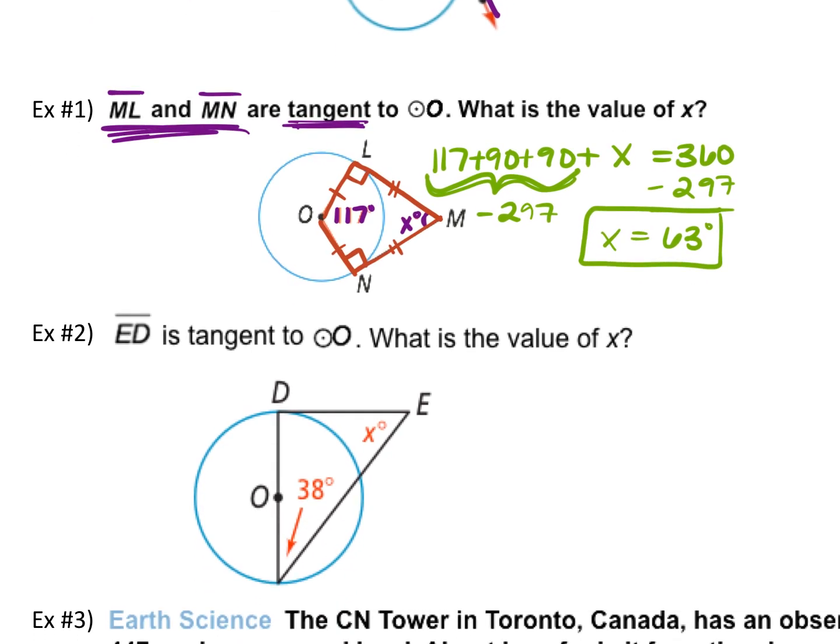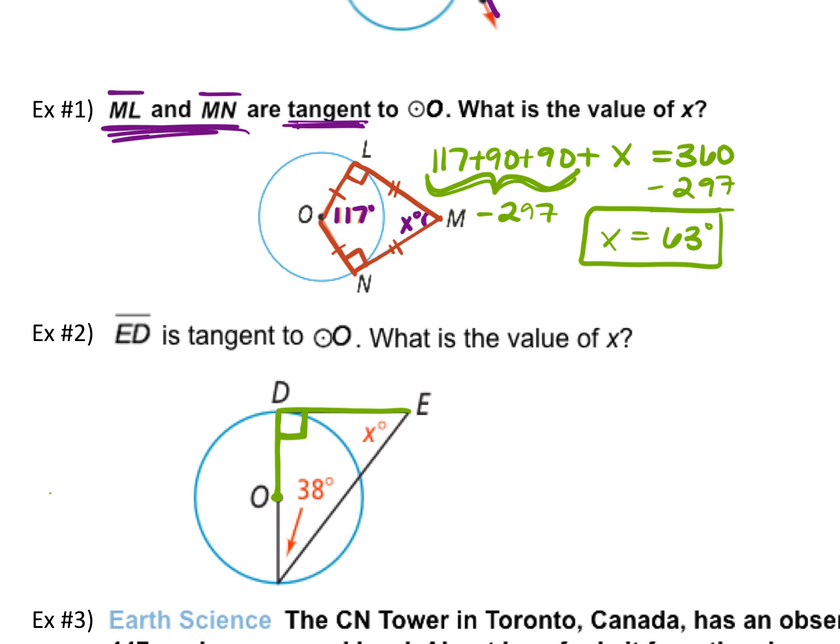So take a look at example 2. It says ED is tangent to circle O. What does that tell us? Angle D is 90 degrees. Because it's tangent, when it goes from radius to tangent line, it will always be 90.